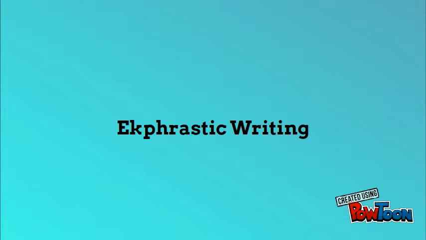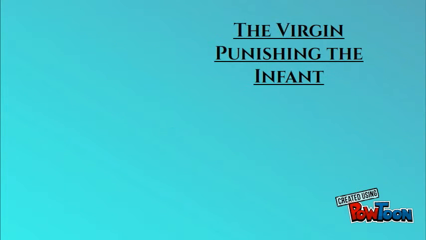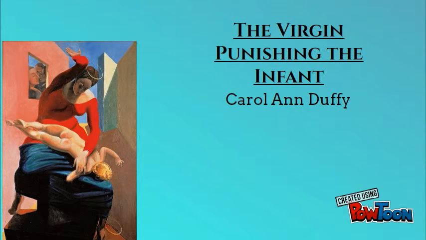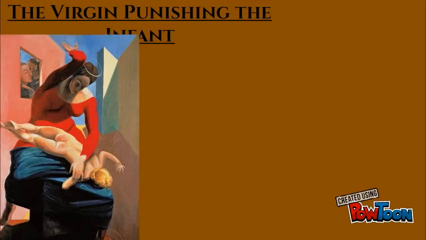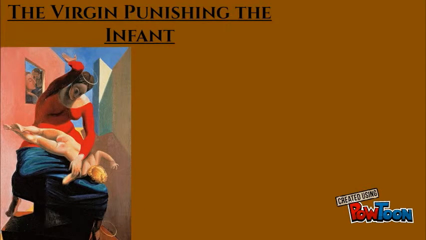Ekphrastic writing and poetry connects the reader to art in many ways, such as giving background on the painting or a descriptive account of what may be the thoughts surrounding the artwork. An example of this is The Virgin Punishing the Infant by Carol Ann Duffy. This poem stems from the Max Ernst Virgin spanking the Christ child before 3 witnesses. In the painting, naked Christ lays across his mother's lap, receiving a spanking from Mother Mary. There is a trio of witnesses, observing with a look of disinterest and scorn.